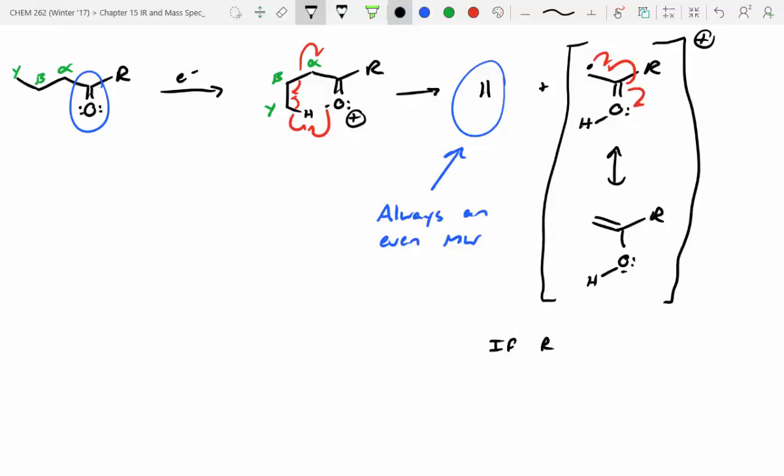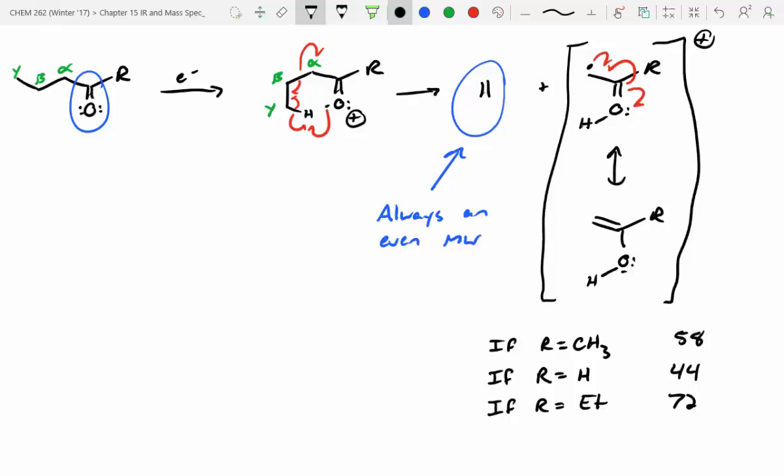If R equals CH3, that means that your fragment will weigh 58. So that's for a ketone. If you have an aldehyde where that R is a hydrogen coming off, it will typically be 44. And then you can also determine, if you don't have a methyl ketone, if you have something like an ethyl ketone, your fragment will typically be 72.